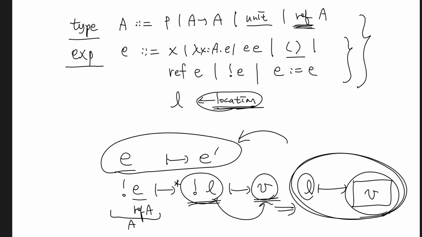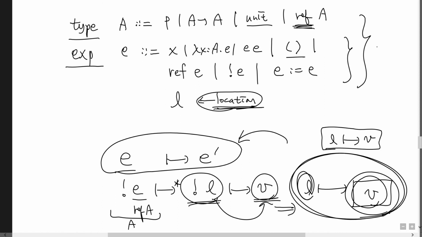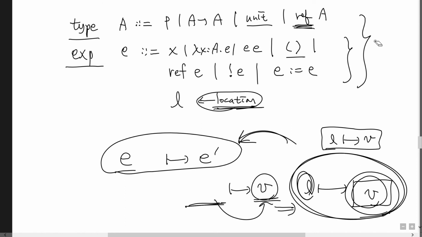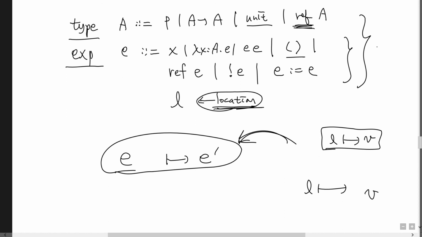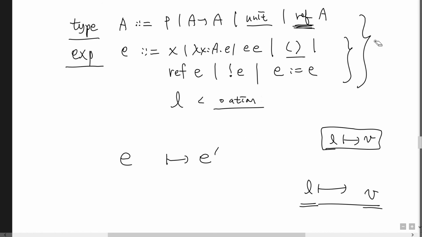So what that means is that the mapping from location L to value V, let's say L arrow V, mappings of this form should be part of this reduction judgment. Otherwise, there's no way to reduce this bang L. So this observation leads to the introduction of something called a store. The basic idea is that this mapping that says location L is currently mapped to value V should be part of this reduction judgment. So we introduce something called a store.